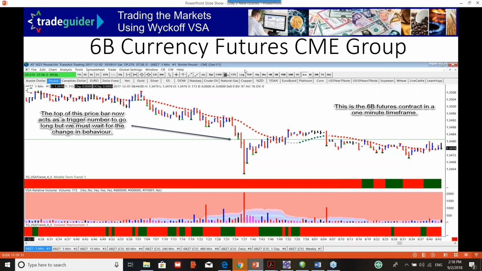So here we can see that we have what we call the trigger number. And what is a trigger number? Let's cover it. It's the top, the bottom, and the closing price of an ultra high volume bar. And you can physically draw them on yourself, or you can let the software do it for you, which it does, as I'll show you in part 2.